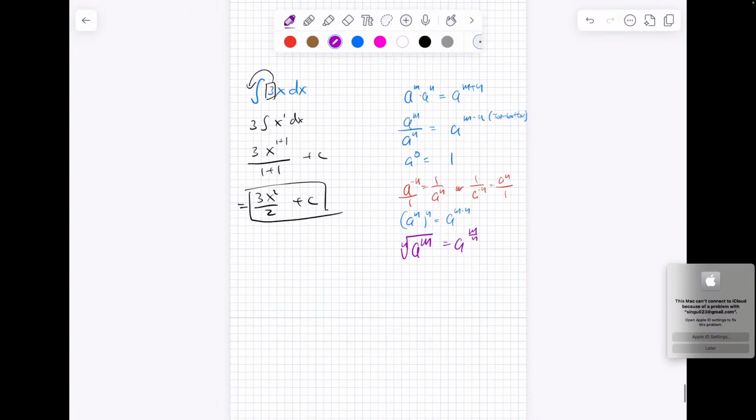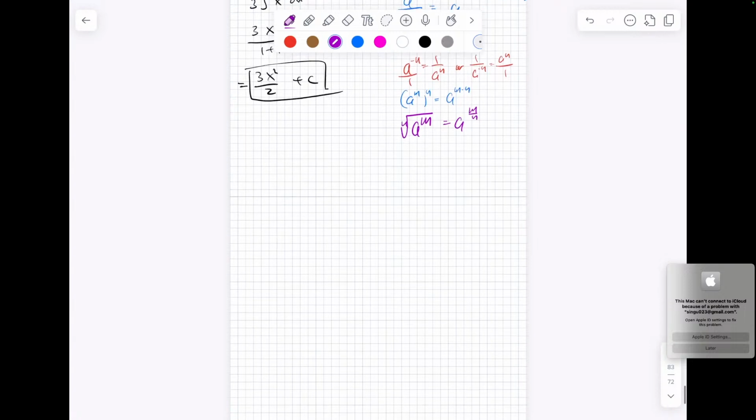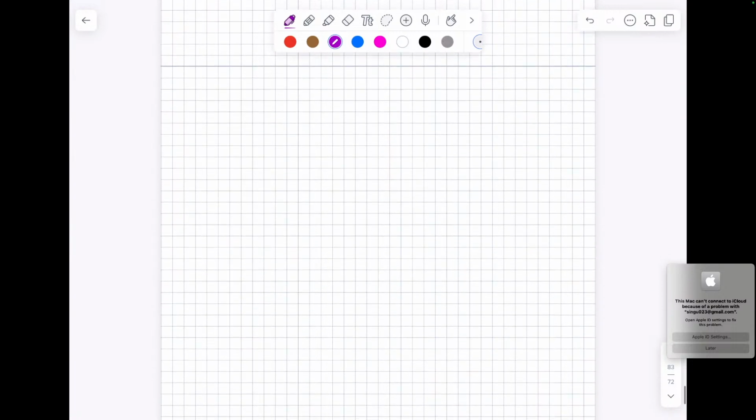Okay, so the exponent rule is very important. So now I want you to take an integral of this. How do I take an integral of this? 2 over x to the cube. Two over x to the cube.